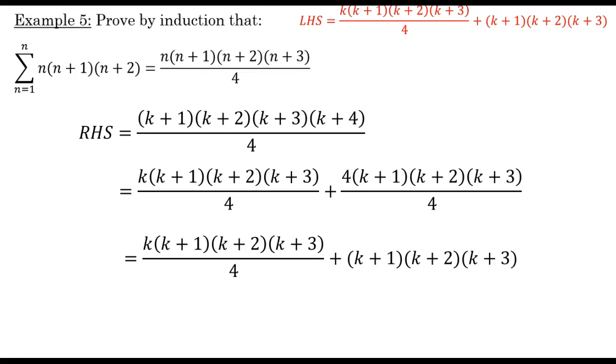Okay, so now we have proven that it's true for n equals k plus 1 if it's true for n equals k.